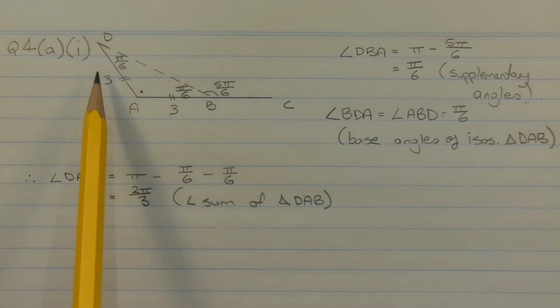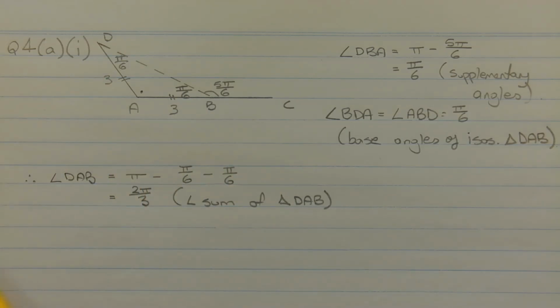So if we consider triangle DAB, AB equals AD, that's given in the question, which means the base angles are identical. That leaves us angle DAB, which the question is asking us to show that it's 2π/3. And we'll use the angle sum of a triangle theorem. That is, the angle sum of any triangle is equal to 180 degrees or π radians. So angle DAB is equal to π minus π/6 minus π/6, and that equals 2π/3 as required.